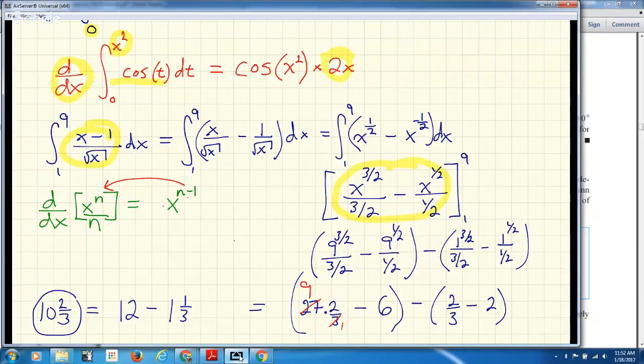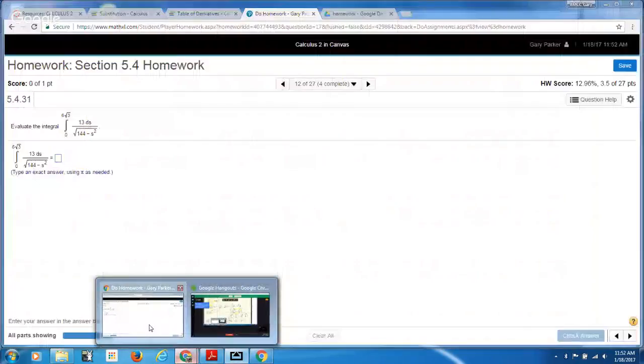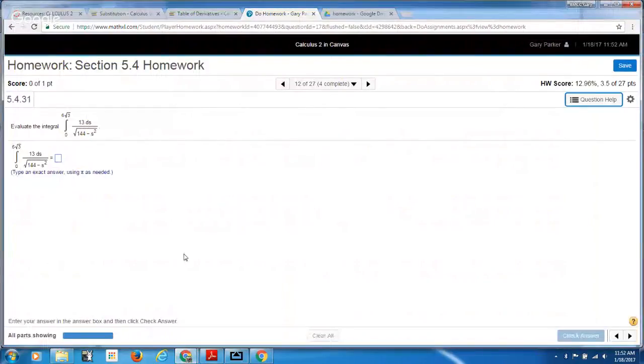All right, let's do one more. And this one is a wee bit tricky. And it's in the homework. And based on the textbook, I think this really should have been in section 5 because they don't go over anything similar to this in the book.